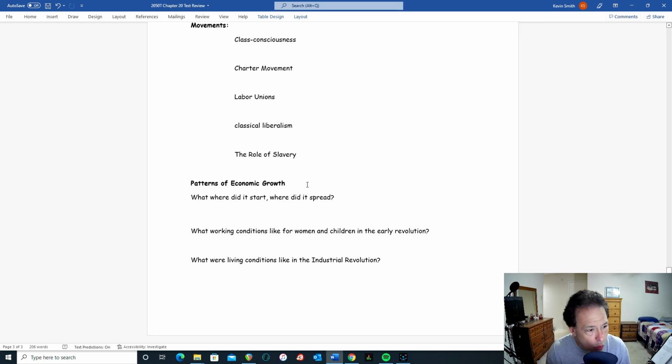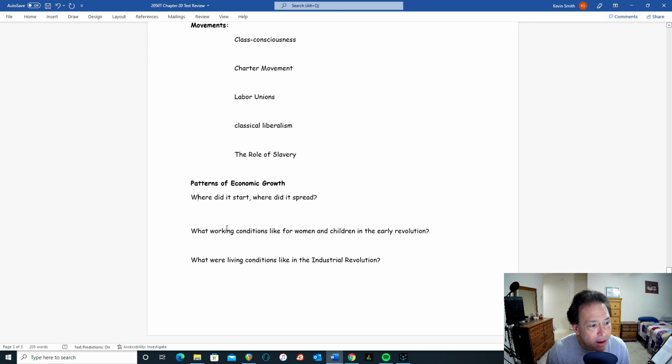So, patterns of economic growth. Where did it start and where did it spread? It began in England first, Britain, and then it spread to Belgium and the German Confederation, less so to Southern and Eastern Europe. In countries where fine craftsmanship was strong, such as France, it made less sense to mechanize because you needed really the kind of artisan skills to make things like, for example, silks and fine wines and lace that machines really couldn't do yet.